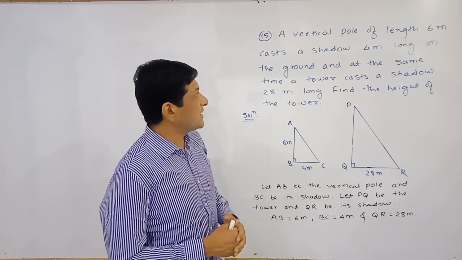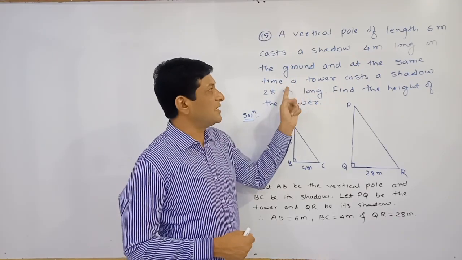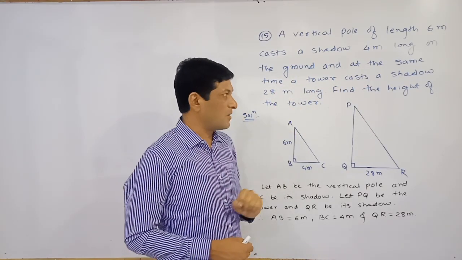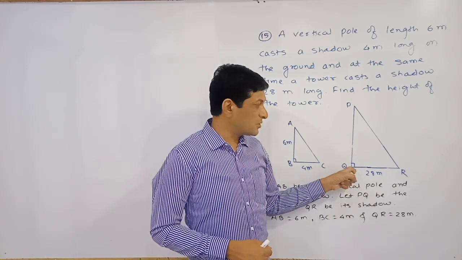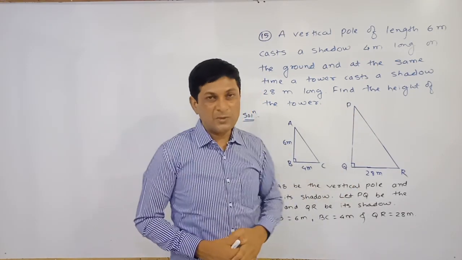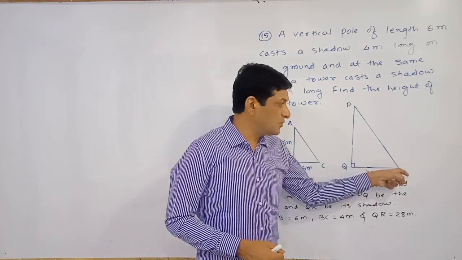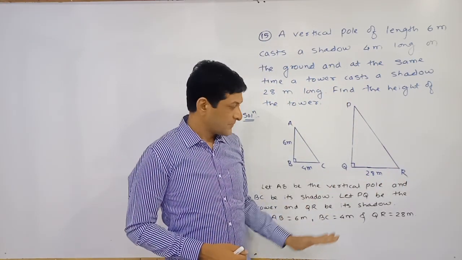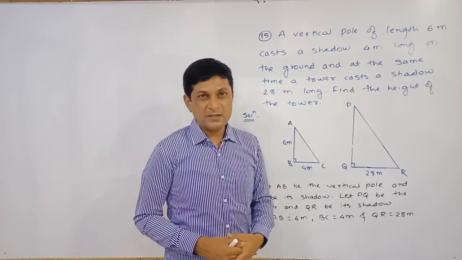And again the second part of the example is, at the same time a tower casts a shadow of 28-meter length. So this tower we have denoted by PQ and its shadow by QR, which is equal to 28 meter. It is given to us. So this part also we have written here.